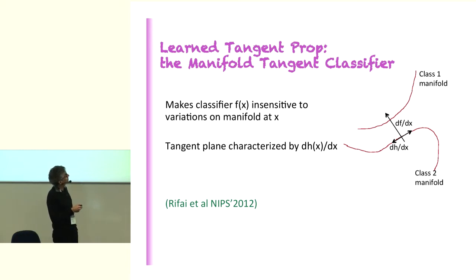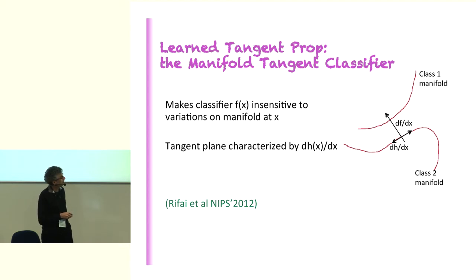And now, let's say you want to train a classifier that separates between class 1 and class 2. So I introduce a new function f, which would be something like probability of class 1 given x. We'd like that function to have the property that it's insensitive to movements on the manifold. So if I'm here and I move a little bit to the right, I would like f to be the same. Geometrically, that means that df dx and dh dx should be orthogonal.